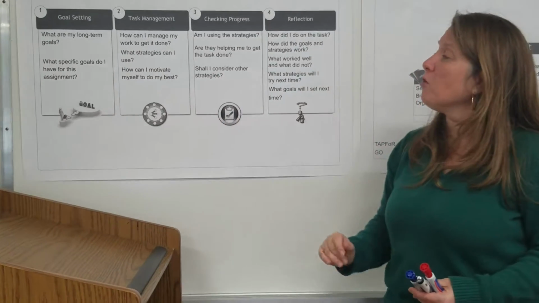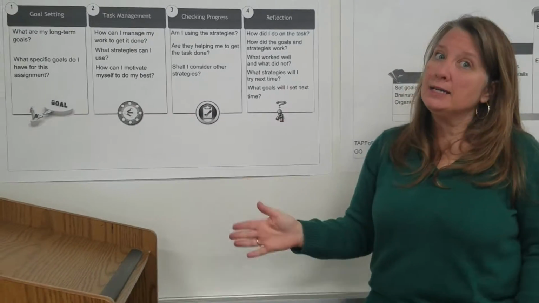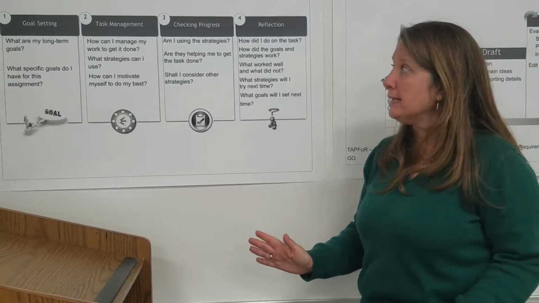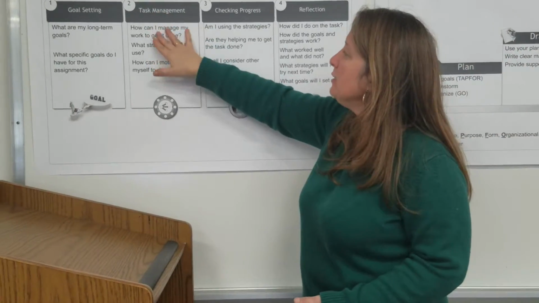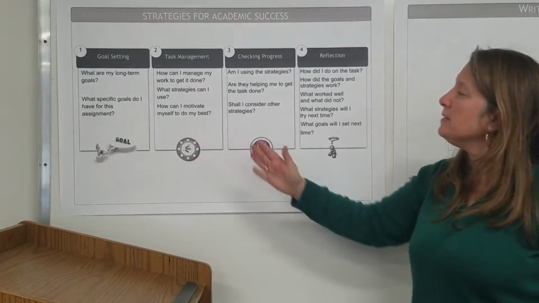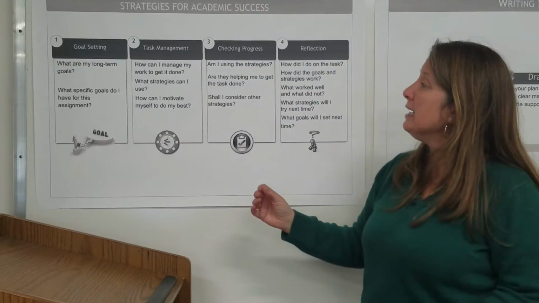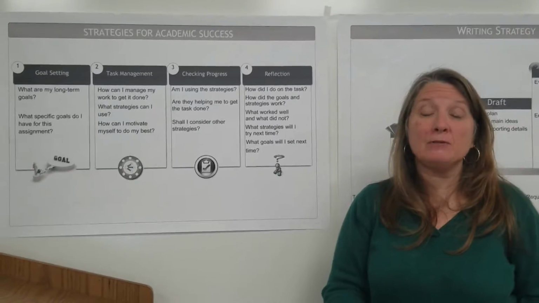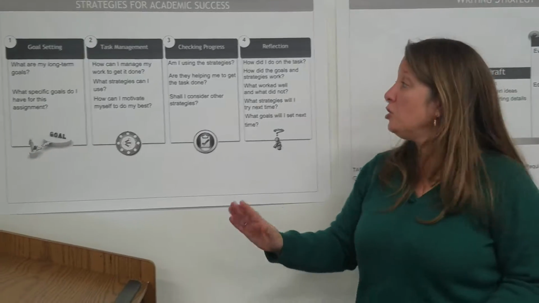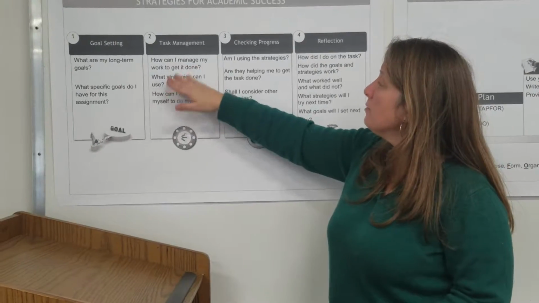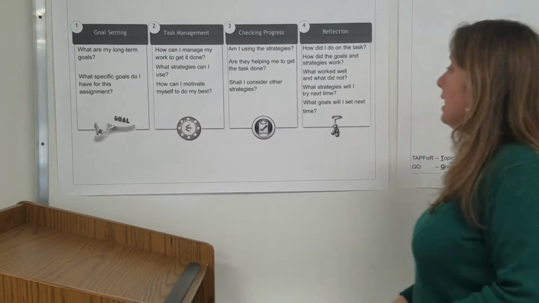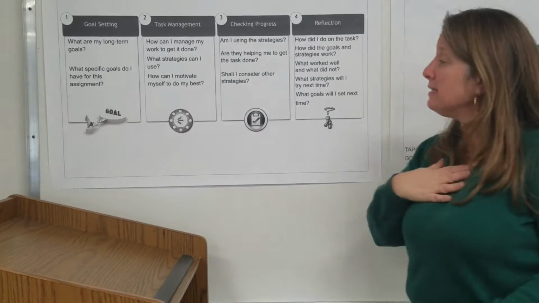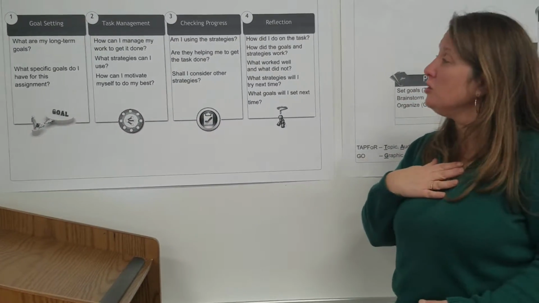So what's the specific goal for this particular assignment? I need to write a procedural essay. So task management. How are you going to break it up into chunks so that you can get it done and not procrastinate till the very last hour right before class when you just crank it out? So instead of doing that, let's look at what are the strategies we're going to use. How can I motivate myself to do the best that I can do?